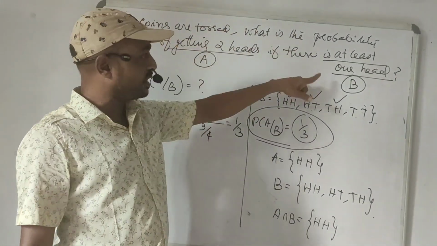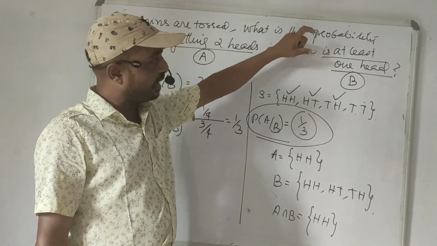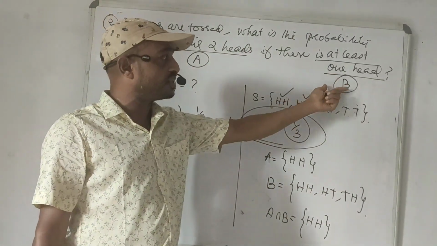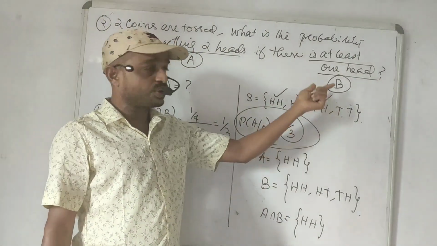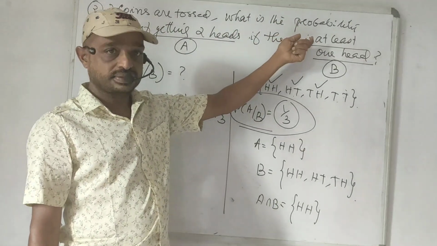So these are the 2 events. A is the event of obtaining 2 heads and B is the event of getting at least 1 head. So this is the condition. In the case of tossing 2 coins, this is the sample space, and what is the condition to be satisfied? There should be at least 1 head.